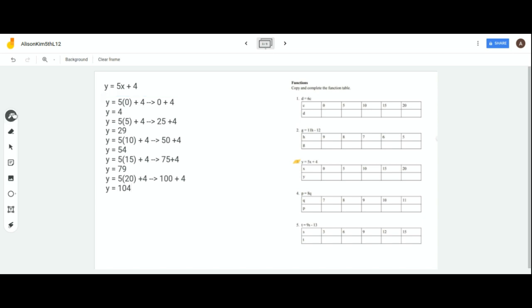Now for this one, let me highlight the answers because there's more than one. It's y equals 4 for when x equals 0. It's y equals 29 when x equals 5. And y equals 54 when x equals 10. Y equals 79 when x equals 15. And y equals 104 when x equals 20. Okay?